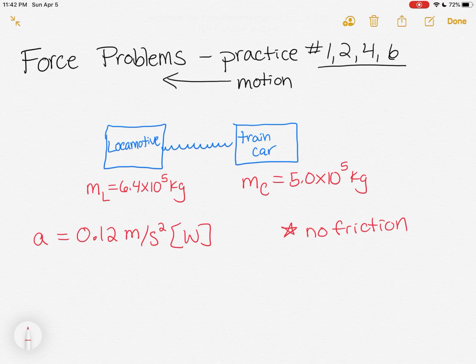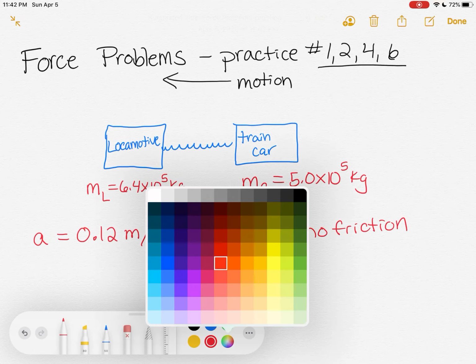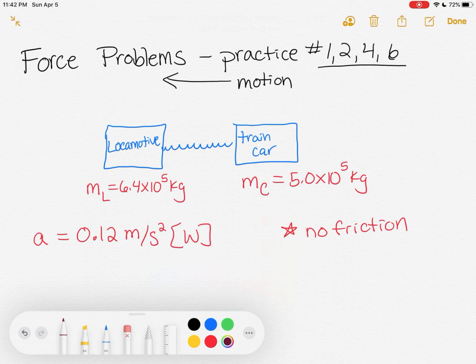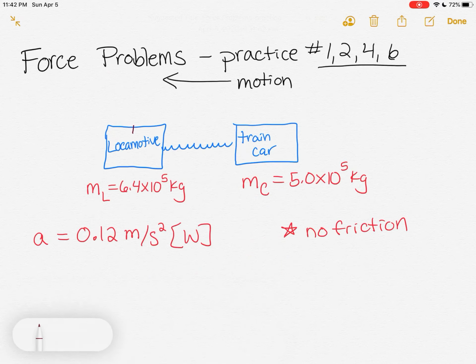Once I've written down all of the information that my problem is giving me, I want to make sure that I have a free body diagram for each of my objects. Both my locomotive and my train car are resting on train tracks, so they both have a normal force. I'm going to call the normal force on the locomotive FNL and the normal force on the train car FNC. They both have an FG, and again, I'm going to label those FGL and FGC.